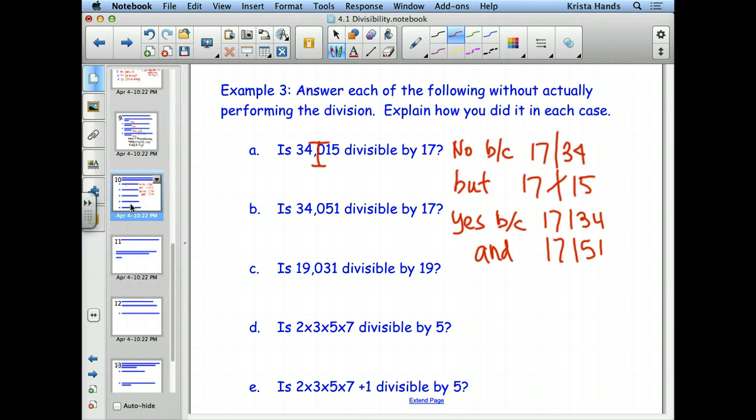How about C? What do you think? Nope, it doesn't work. Why not?